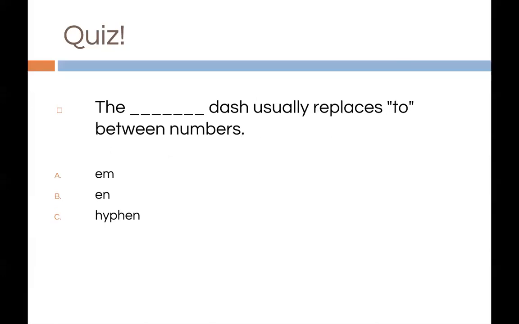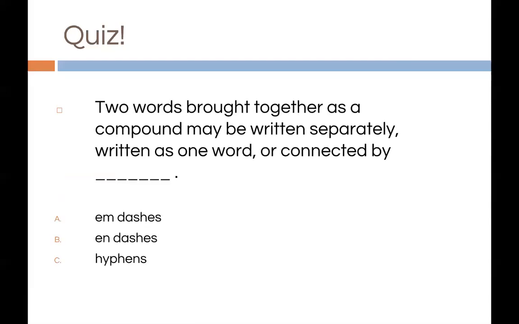The blank dash usually replaces "to" between numbers, so from 9 to 5. A, em dash, B, en dash, or C, hyphen? And it is B, the en dash. And two words brought together as a compound may be written separately, written as one word, or connected by A, an em dash, B, an en dash, or C, a hyphen. And with only one choice left, C, hyphen.